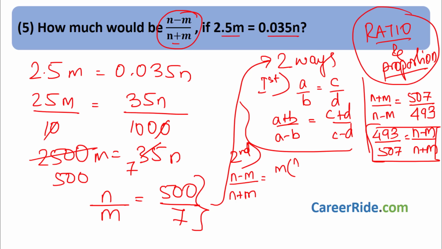Okay. I would always prefer the first method whenever you see such kind of format, n plus m upon n minus m or n minus m upon n plus m. Try to use the ratio and proportion trick. Okay, it would be very easy and calculation would also become extremely easy. Moving to next question. Question number 6.